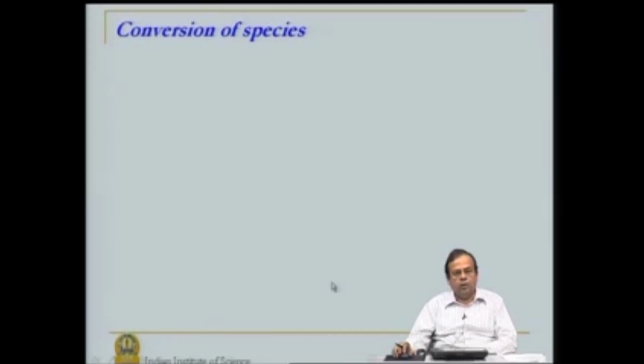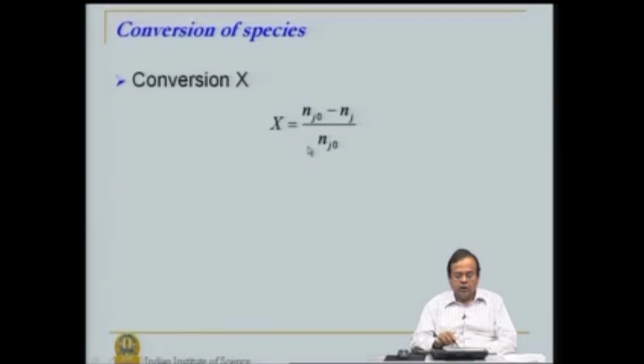Now, you may ask what happens if you have more than one reaction. We will come back to multiple reactions a little later, but let us now define another measure of progress of reaction, namely the conversion of the species. We define conversion X again for the same reaction, summation nu j A j equal to 0, that is my general reaction. I define my conversion X as Nj 0 minus Nj divided by Nj 0. I am now defining conversion for a species.